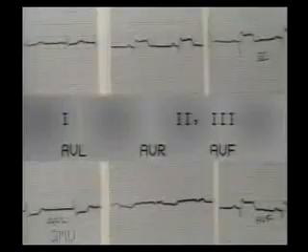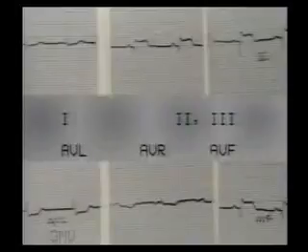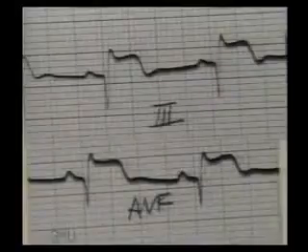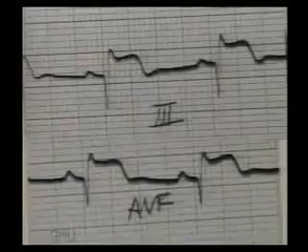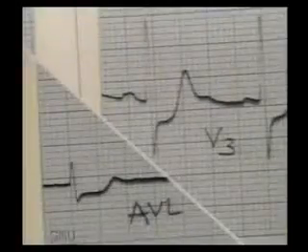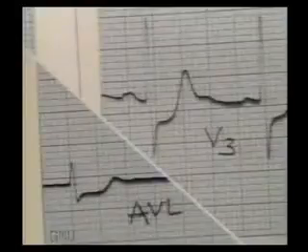This is another inferior wall infarct with ST elevation in 2, 3 and AVF and ST depression in 1 and AVL. The T waves are just inverting, so the infarct is 2 to 3 days old. In close-up view, note the deep Q wave ST elevation in 3 and AVF and the reciprocal ST depression in AVL and V3.